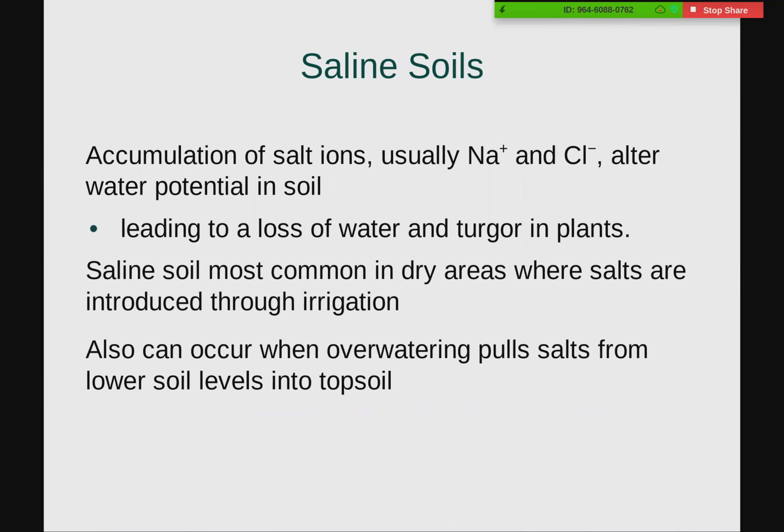Now, as we mentioned, there are also saline soils out there, which are due to the accumulation of salt ions, typically sodium and chlorine. They alter water potential in soil. This overall leads to a net loss of water and turgor pressure in plants, as we discussed. Now, saline soils are far more common in dry areas where salts are introduced through irrigation. So we see this in the Great Salt Flats of Utah. Very, very saline soils because it's also very, very dry.